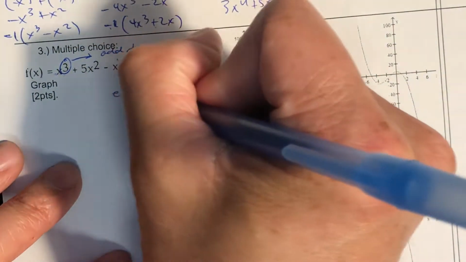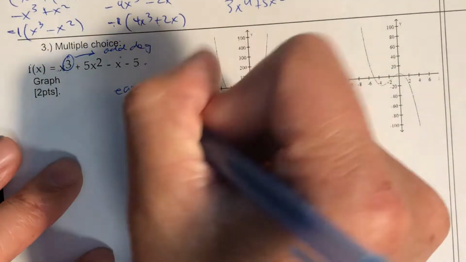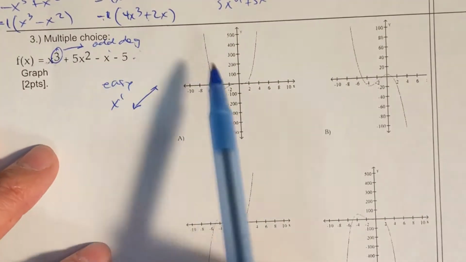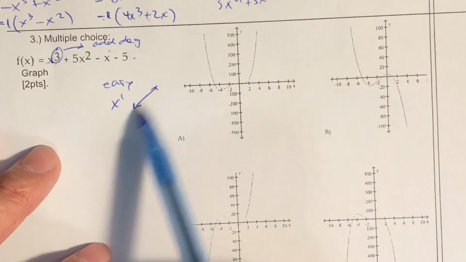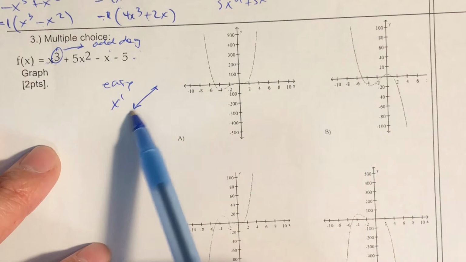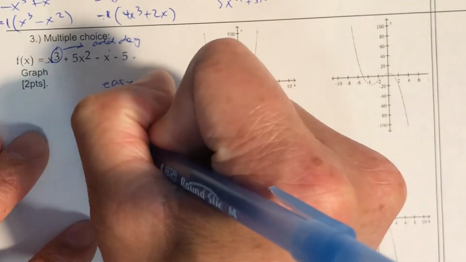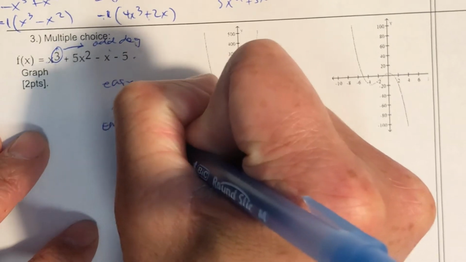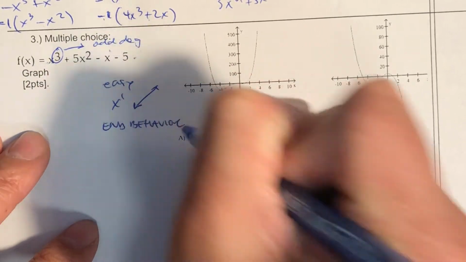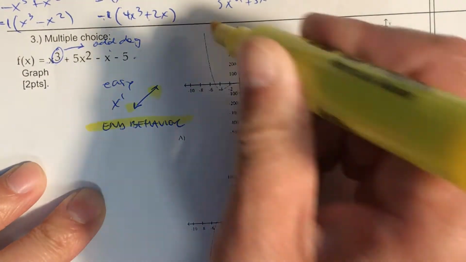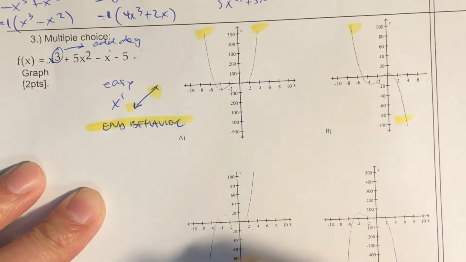And the easiest odd degree that you know is x to the first. And it's a line that starts down, ends up. So these arrows here are called the end behavior. Let's write that, end behavior. So essentially all I have to do is just look at all of these arrows here. Look at how the graph is ending.